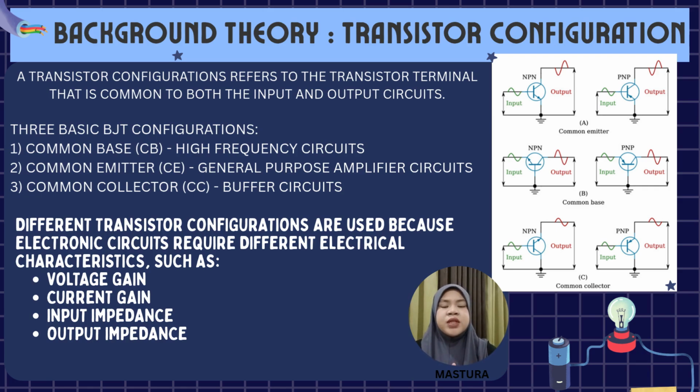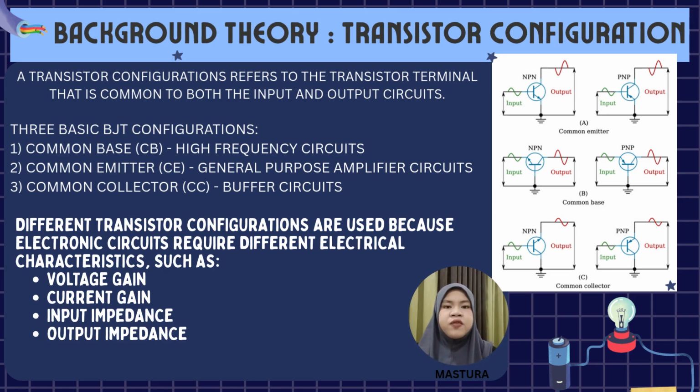There are three basic BJT configurations. First, common base configuration, which is mainly used in high frequency circuits. Second is the common emitter configuration, which is commonly used in general purpose amplifier circuits. Third is common collector configuration, which is widely used in buffer circuits.